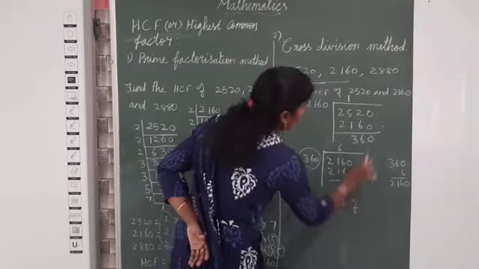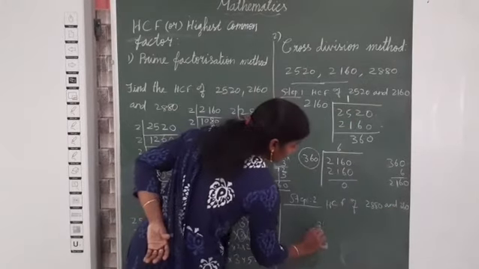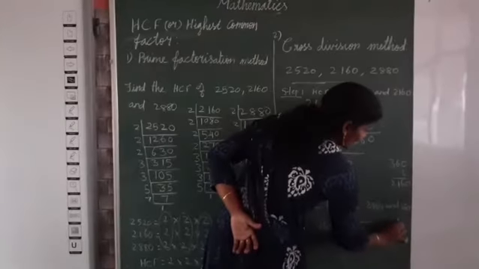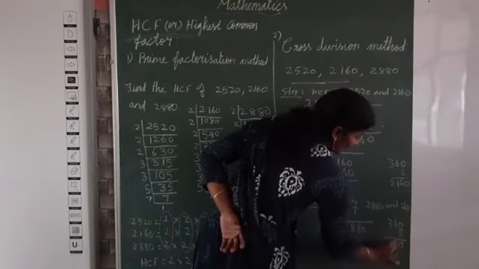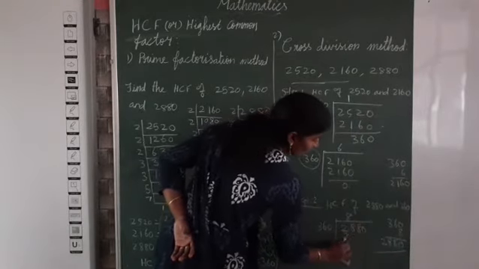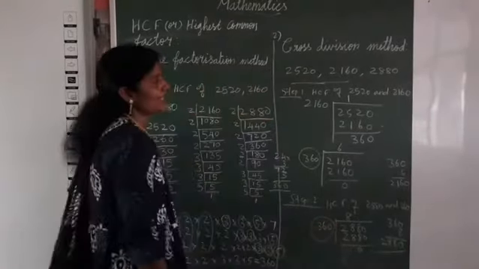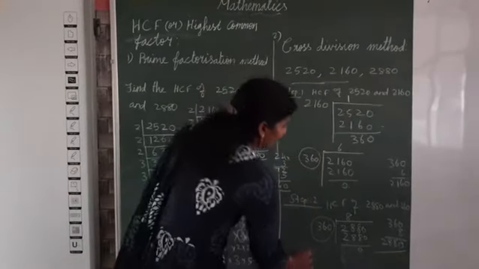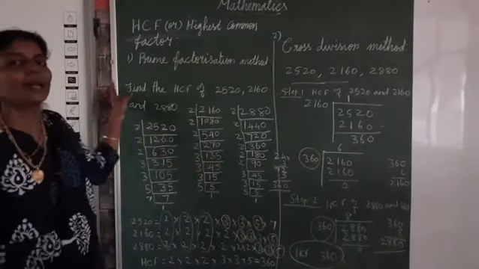Now, next step 2, so we can find the HCF of 2880 and 360. Now here which is small? 360. Which is big? 2880. Now 360, 8 times: 8 0s are 0, 8 6s are 48, 4 balance, 8 3s are 24 plus 4, 28. So here 8 times 2880. Now here, what is the HCF? 360. Therefore, HCF of 2520, 2160 and 2880 is 360. We get the same answer, isn't it? Using two methods, clear? That is the prime factorization method and the cross division method.